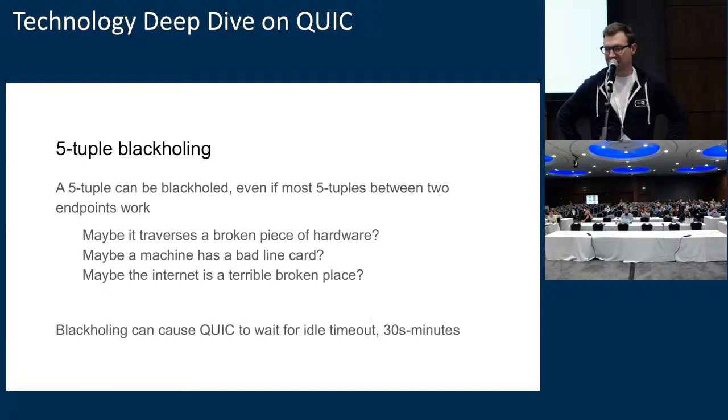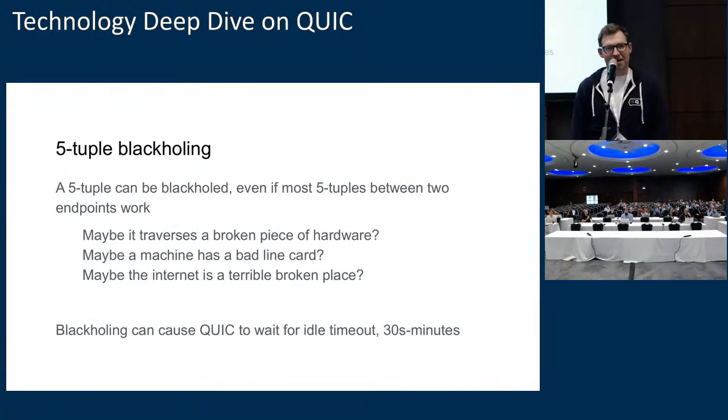Next slide. I also want to say that a 5-tuple can be black holed in either direction or both, but quite often it's actually just one direction. It doesn't really matter because you can't really tell if you're not getting any ACKs because the packets aren't getting through from you to the server, or if you're not getting ACKs because the ACKs get dropped. It looks the same to you as the client.